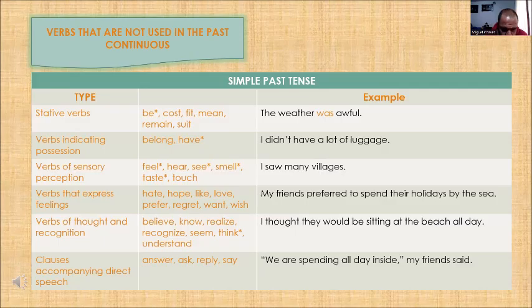Verbs that express feelings such as hate, hope, like, love, prefer, regret, want, wish. For example, my friends prefer to spend their holidays by the sea. Verbs of thought and recognition such as believe, know, realize, recognize, seem, think, understand. For example, I thought they would be sitting at the beach all day. Finally, clauses accompanying direct speech such as answer, ask, reply, and say. For example, we are spending all day inside, my friend said.